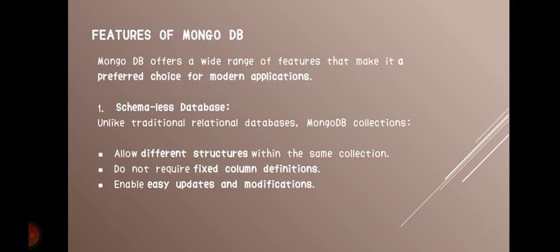MongoDB is a schemaless database because, unlike a traditional relational database, a MongoDB collection allows different structures within the same collection. It does not require fixed column definitions, and enables easy update and modification. There is no need to define the structure of the table before inserting data into it. You can store different types of documents in the same collection, and it is great for fast changing and unstructured data like user profiles, logs, etc.